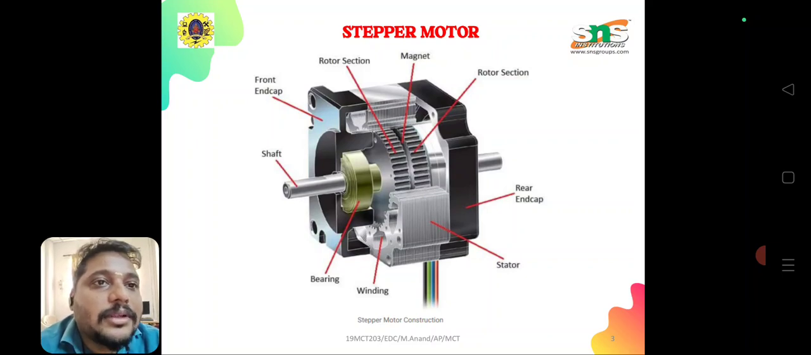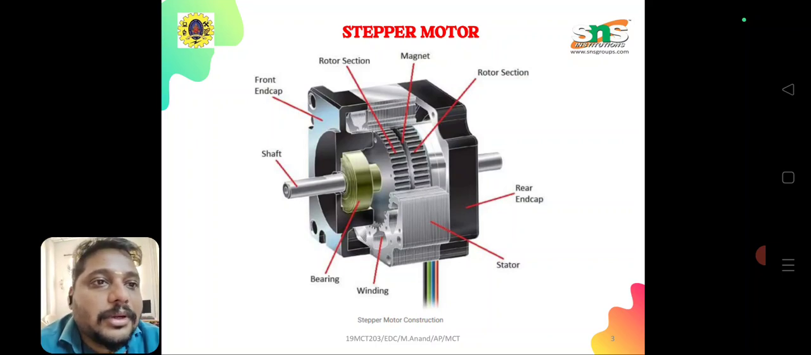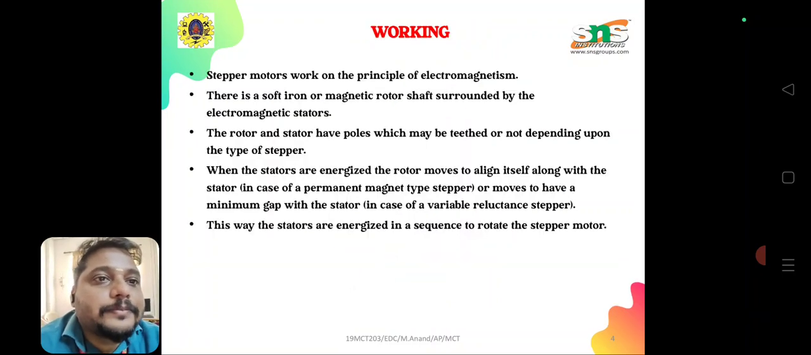Here is the rotor section, and then the iron laminated core stator, and then the rear end cap and windings. On the rotor side there is no winding, but the stator has winding sections, and then bearing, shaft, front end cap. This is a simple cross-sectional view of the stepper motor.